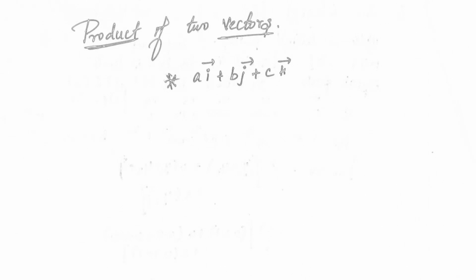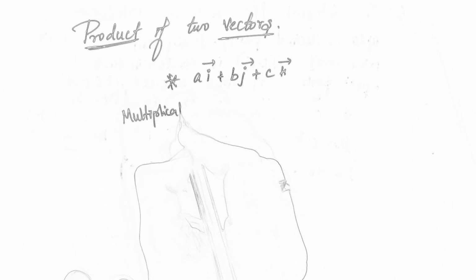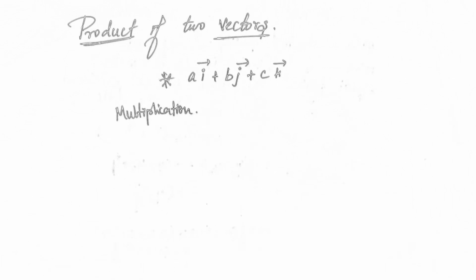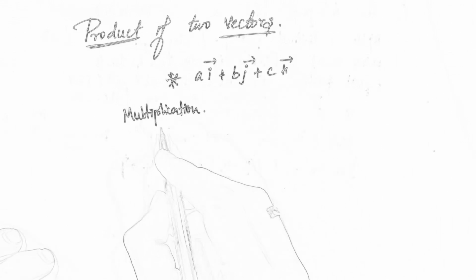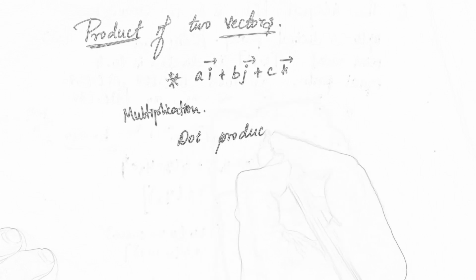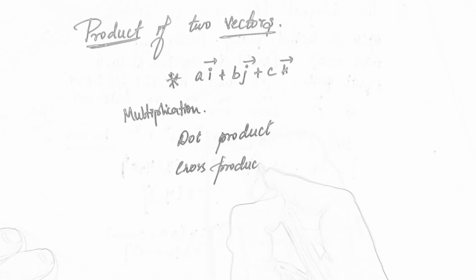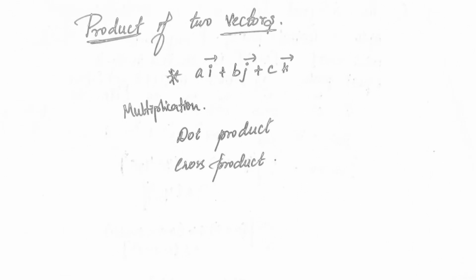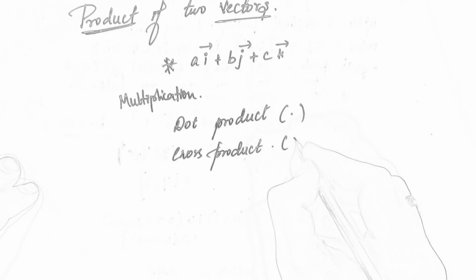Okay. Now, what is product? Product is nothing but simply we can say it is multiplication. There are two types of multiplication in case of vector. So what are they? Product of two vectors comes under a dot product or a cross product. So these are the two products. So what is dot, what is cross? Simple, it's just dot and it's just cross.